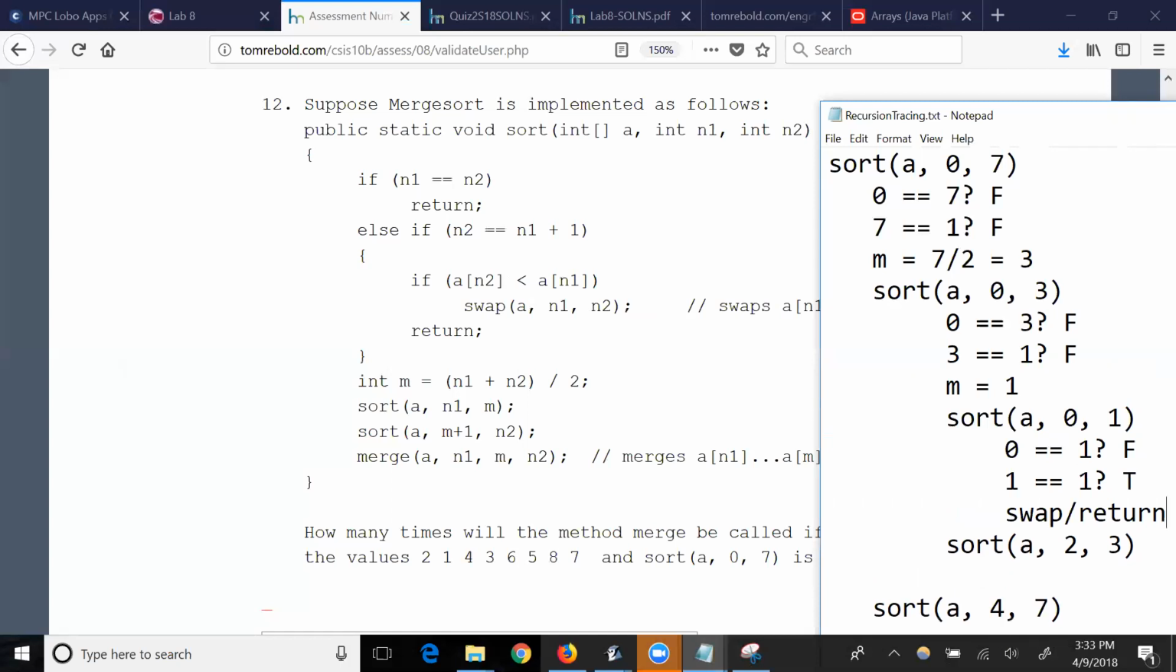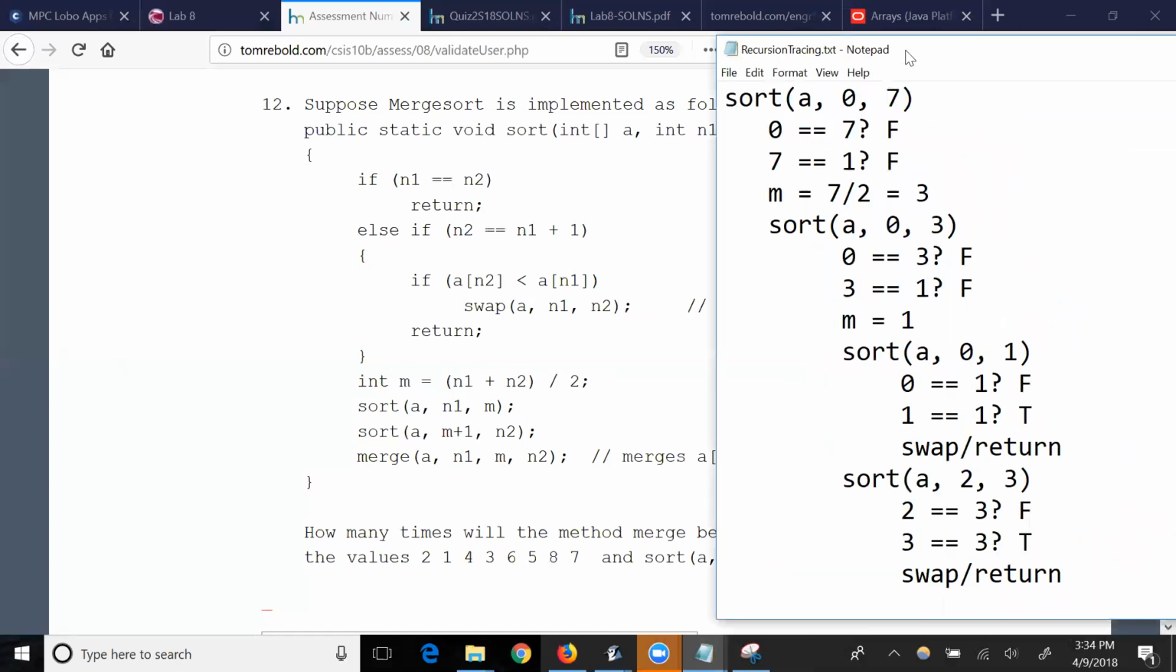And when we do that, we're going to then do sort of A, 2, and 3. Again, we're going to check does 2 equal 3. No, but does 3 equal 3? Yes. So we're going to do another swap and return. Now this is getting a little tedious, but I think it's log n, so it's not going to happen too many times is the point, right?